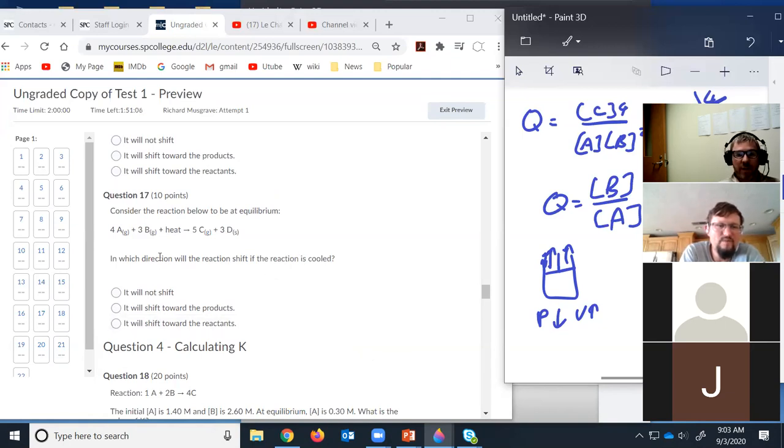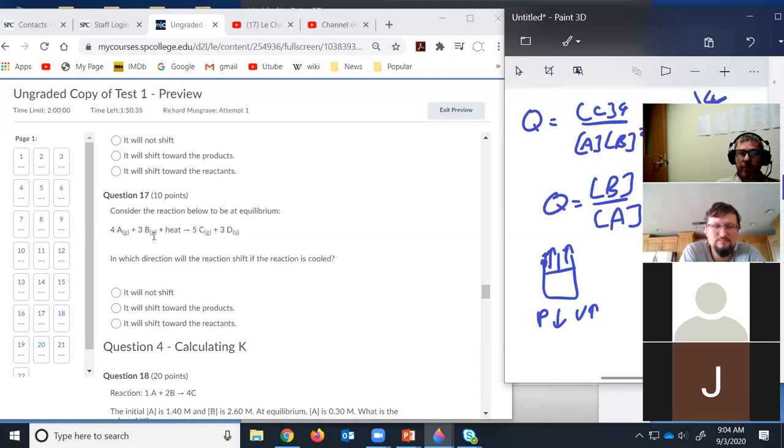The reason I say that is because heat here is on the reactant side, making it endothermic, which means that if I remove heat by cooling it, I'm taking heat away here. So the reaction's going to want to create more heat by moving to the reactant side. So think of the heat as being a product or reactant, in this case, a reactant. If I take out the reactant by cooling, then the reaction will shift towards that side. Does anybody have any questions?